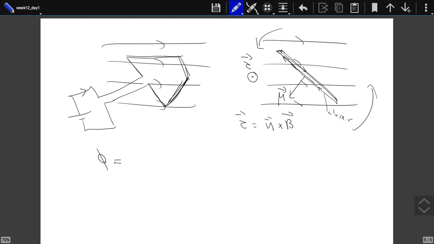Now, what is the flux running through my system? Assume B is constant, uniform. Remember, it is B dot dS. B is constant, so I can just take it out. It is B0 times A times cosine of some angle. We can be more precise than that, but let's just call it theta. It's the angle between what you identified as mu and the B field.